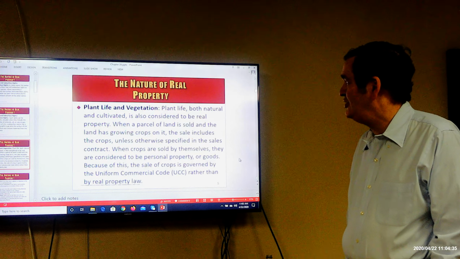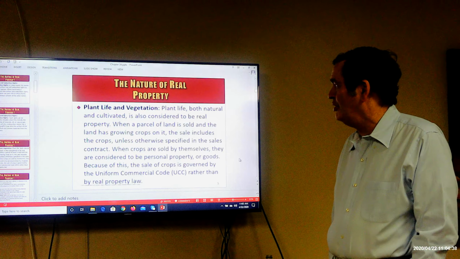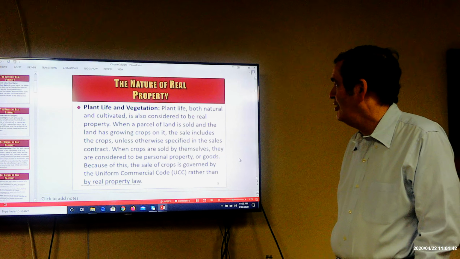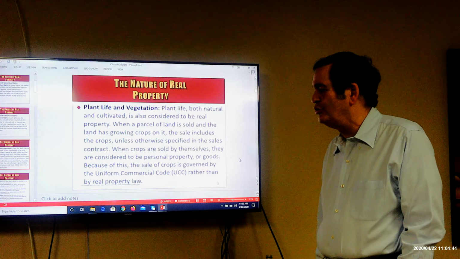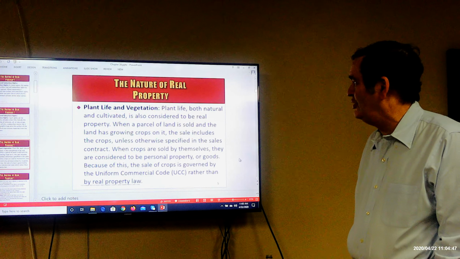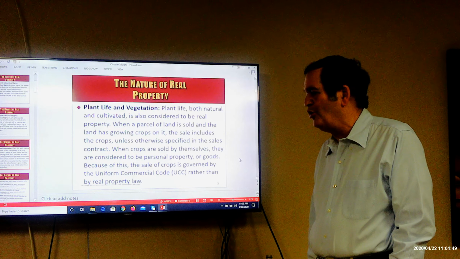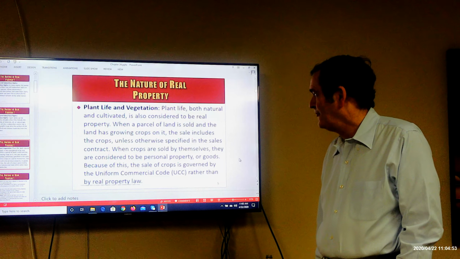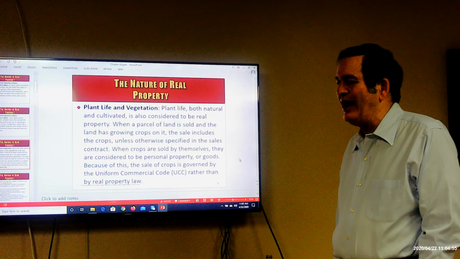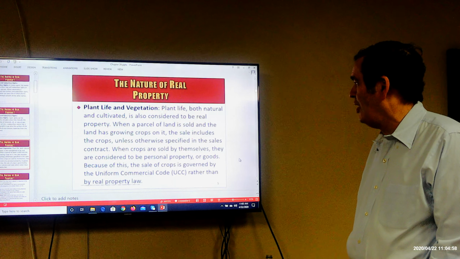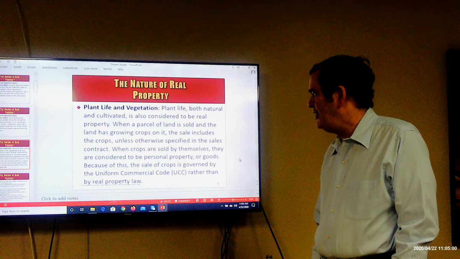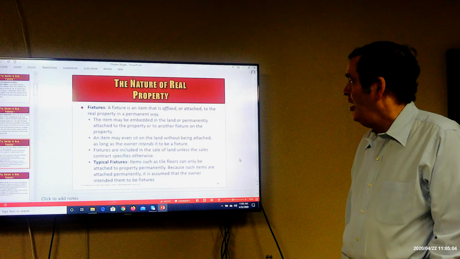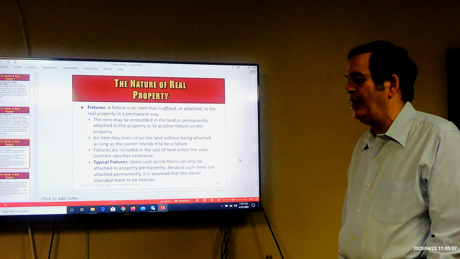Plant life and vegetation are also included as part of the real property, including crops. So when you sell the land, if there's crops growing on it, the sale includes the crops unless it's otherwise specified in the contract. If the crops are sold by themselves, then they become personal property or goods, and they can be covered by the Uniform Commercial Code.